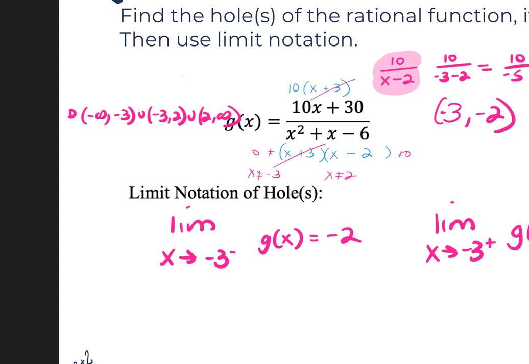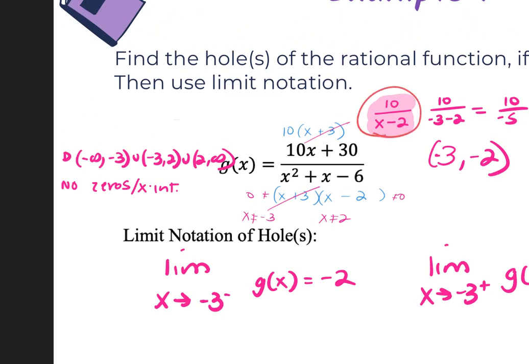Let's talk about our intercepts. Are there any zeros? If I set 10 equal to 0, can I solve? No. So there are no zeros or x intercepts. For the y-intercept, I would plug 0 in for x, into the updated function. 10 over 0 minus 2, 10 over negative 2, which is negative 5.